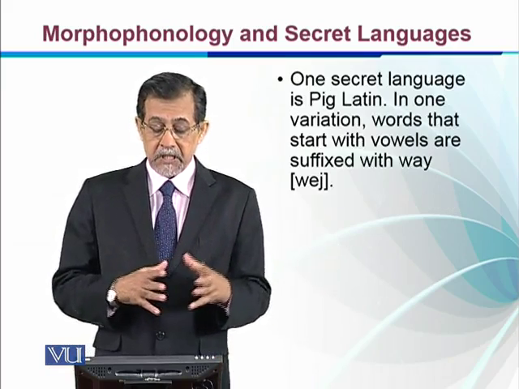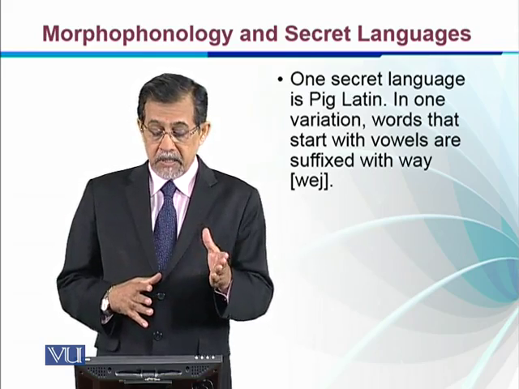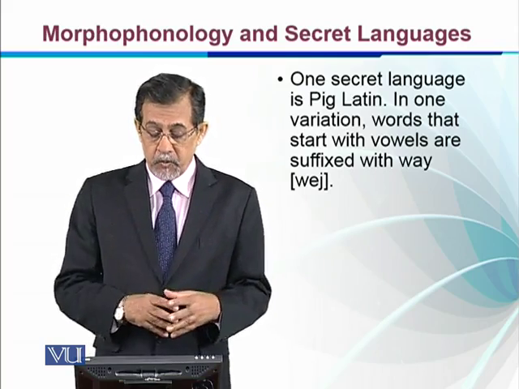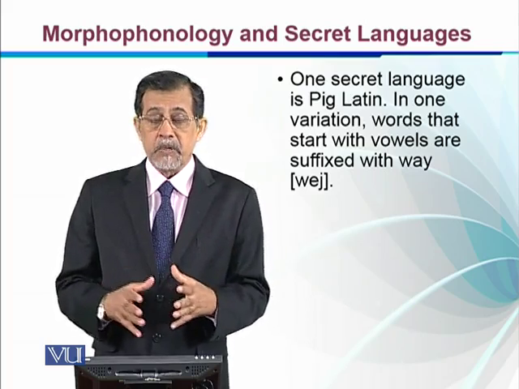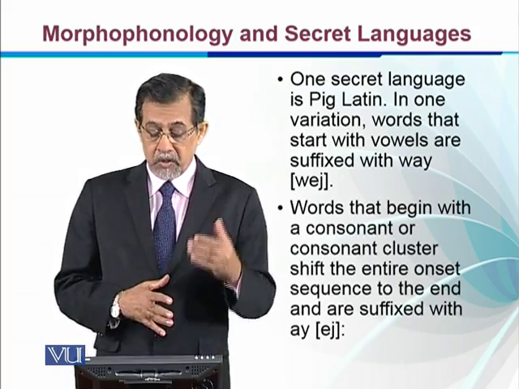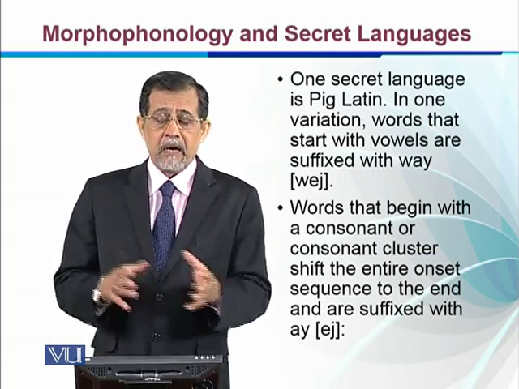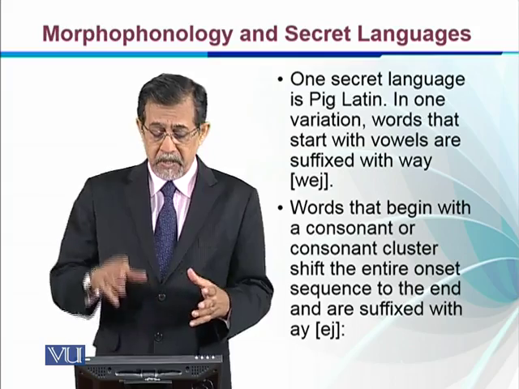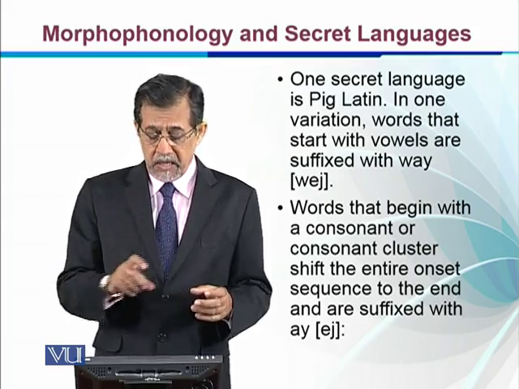One secret language is Pig Latin. In one variation, words that start with vowels are suffixed with "way." So a word that starts with a vowel is suffixed with "way." Words that begin with a consonant or consonant cluster shift the entire onset sequence to the end and are suffixed with "a." Right? So this is what happens: the vowel with "way" and the consonant cluster with "a."